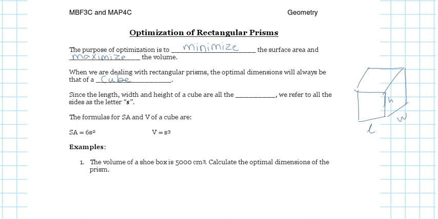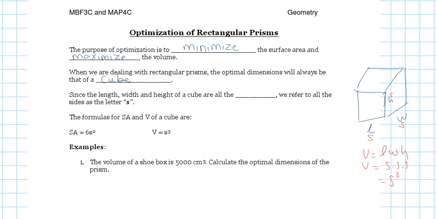So because it's a cube, my length is S, my width is S, and my height is S. So then I don't have to use the formula of length times width times height anymore, because length and width and height are all S's. What would that give me? S times S times S, which is S cubed. Sorry, right? So when it comes to a cube, your formula for volume is S cubed.